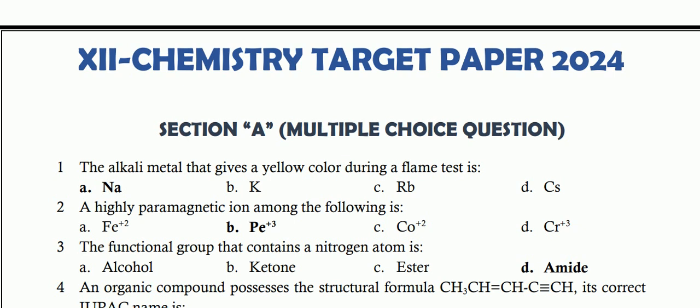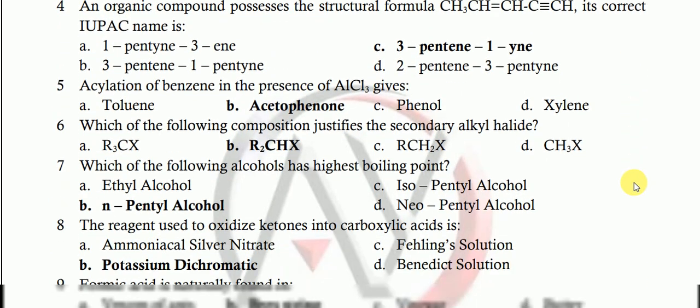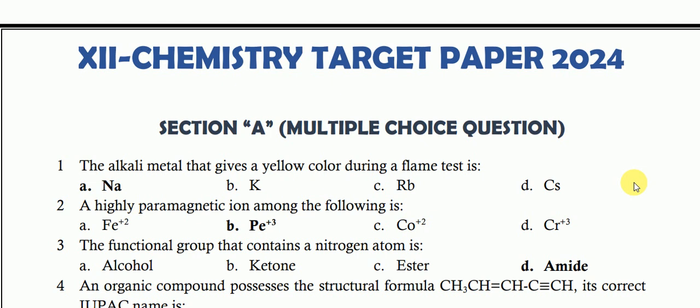So today we have the target paper for chemistry. First of all, we have short questions on the multiple choice questions. You can see the answers as well. It is appearing as the bold characters. First of all, we have the alkali metal that gives a yellow color during a flame test is sodium.